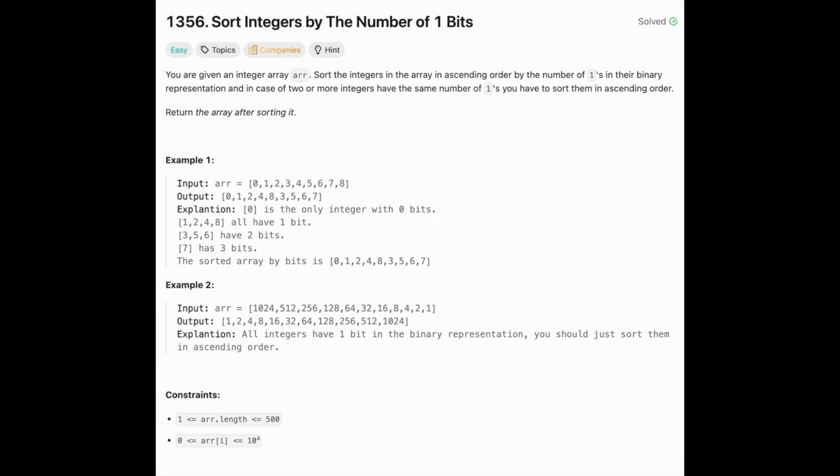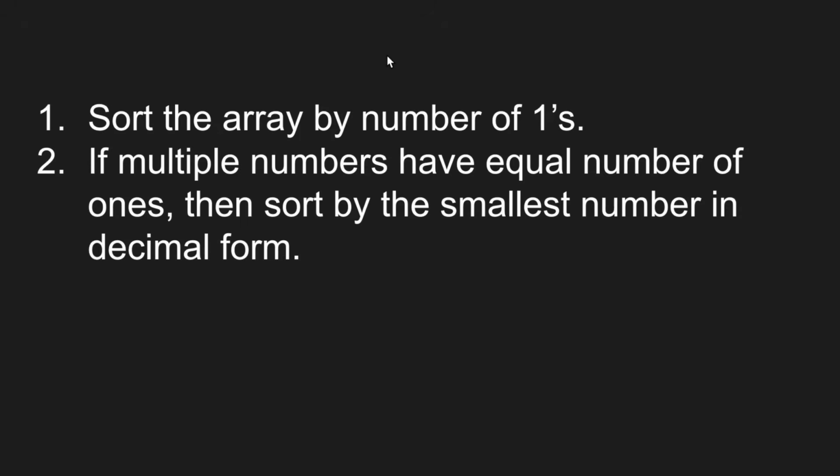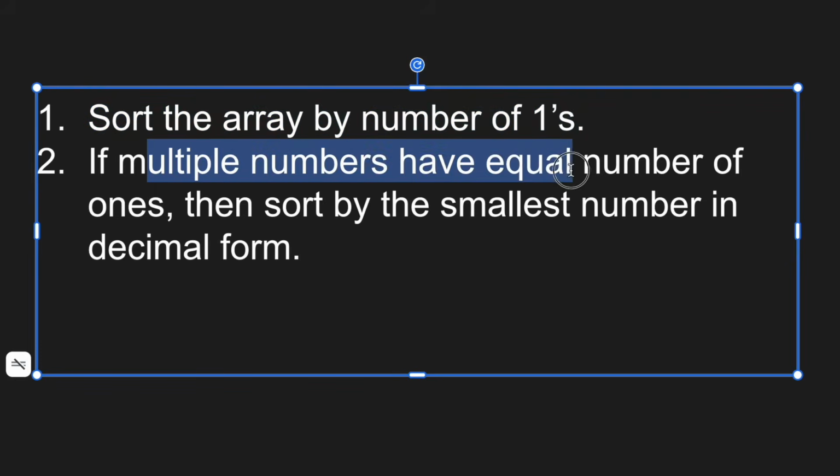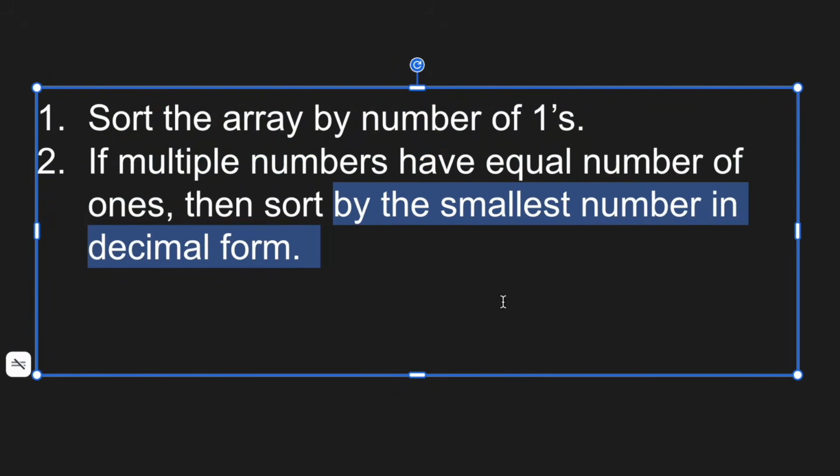So now that we have seen some examples, let's get to how we can solve this problem. To solve this problem, it's actually very straightforward. We will first sort the array by the number of ones, and if multiple numbers have an equal number of ones, then we sort by the smallest number in decimal form.